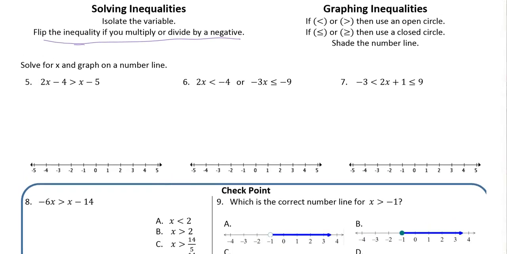Number 5 says solve for x and then graph on a number line. So the first thing I'm going to do is just solve for x. So I'm going to subtract x from both sides.